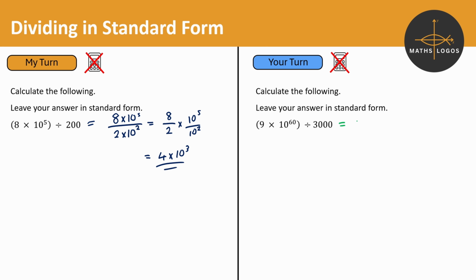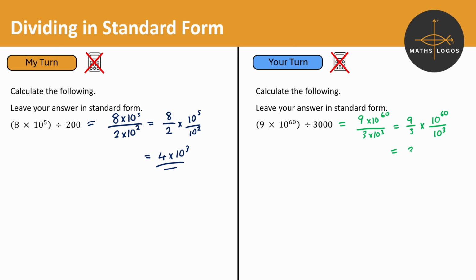So let's go ahead and write this as a fraction. So 9 multiplied by 10 to the power of 60. So an absolutely massive number. And then we're dividing that by 3000, which is 3 multiplied by 10 to the power of 3. Split it into your two fractions. So 9 over 3 multiplied by 10 to the 60 over 10 to the power of 3.